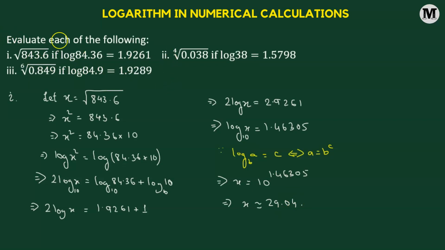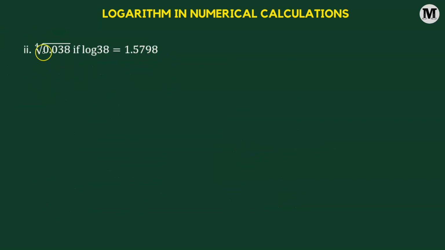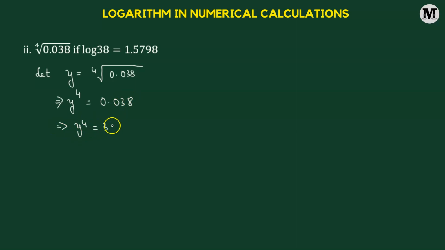Let's move on to the second problem. Here we need to obtain the value of the fourth root of 0.038. Let us begin. We'll consider y to be equal to the fourth root of 0.038. In order to get rid of the fourth root on the right hand side, we can raise the power to 4 on both sides. Instead we get y raised to the power of 4 equals 0.038. Now we can express 0.038 as 38 times 10 raised to the power of -3.